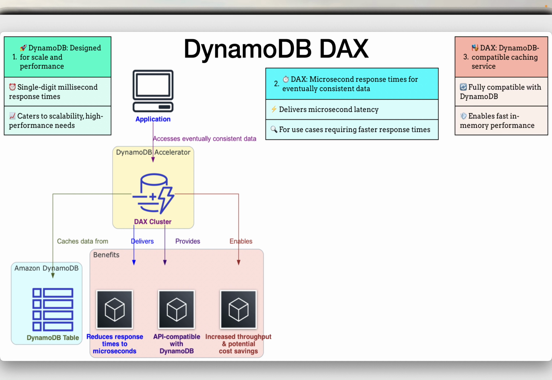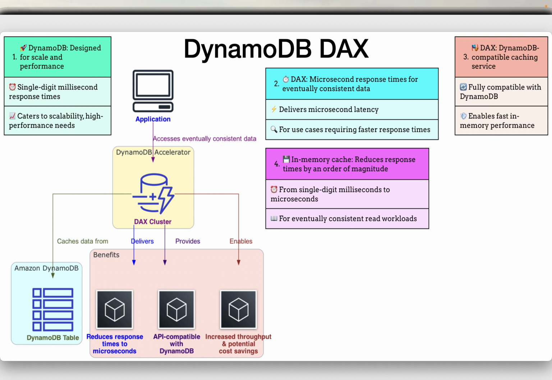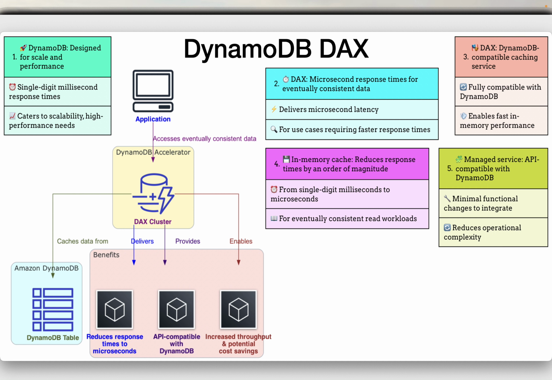DAX is a caching service that is fully compatible with DynamoDB, enabling applications to benefit from fast in-memory performance. By serving as an in-memory cache, DAX reduces the response times of eventually consistent read workloads from single-digit milliseconds to microseconds. And DAX is a managed service that is API compatible with DynamoDB, requiring minimal functional changes to integrate with existing applications and reducing operational complexity.